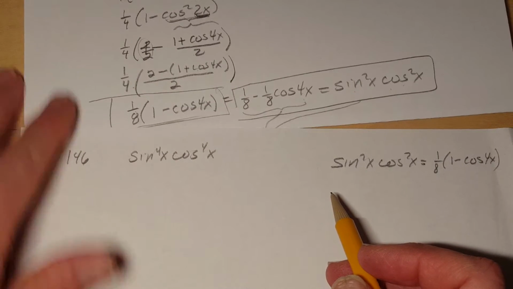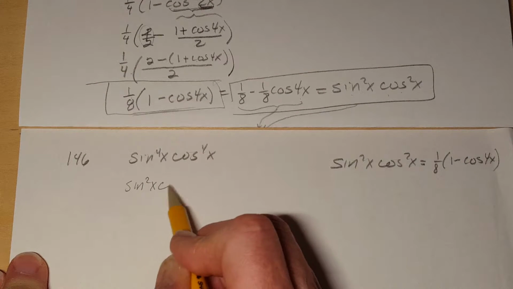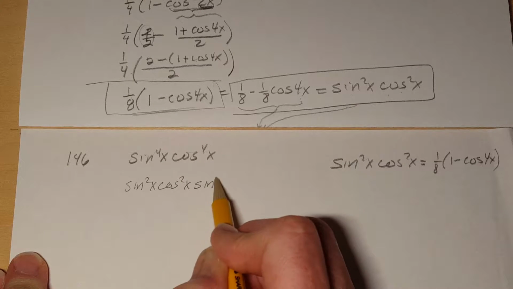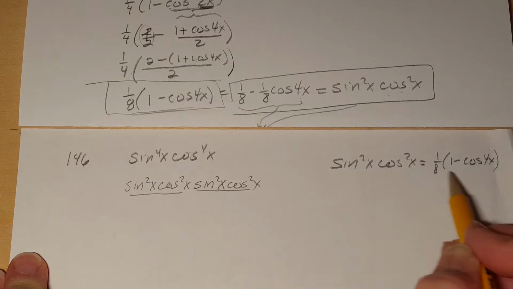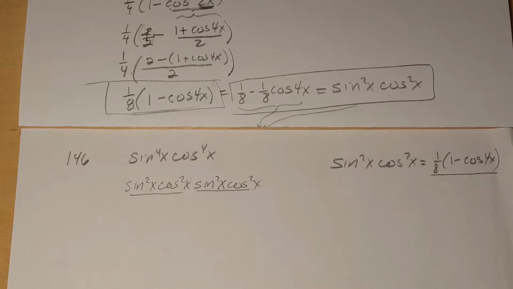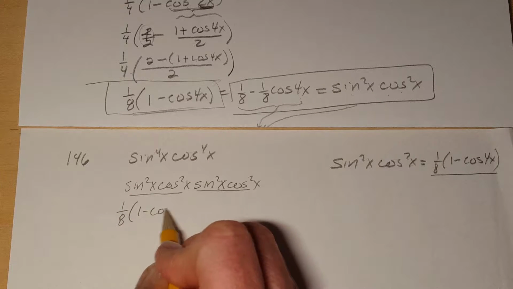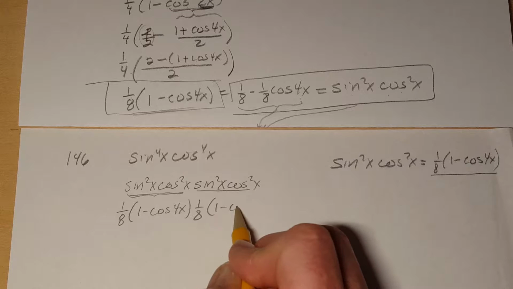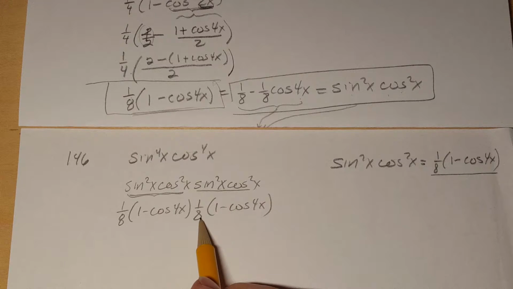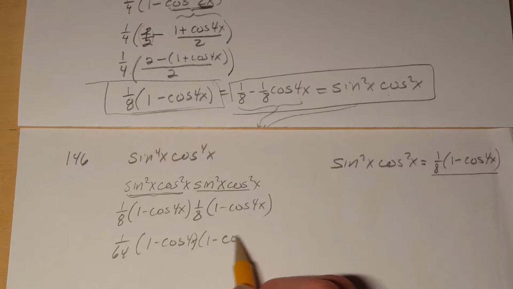So we know that sine to the fourth x, cosine to the fourth x could be written as sine squared x, cosine squared x times sine squared x, cosine squared x. And these both equal that. So we're going to replace those with that identity that we proved earlier. So we have 1/8 times 1 minus cosine 4x, that's this one, times 1/8 times 1 minus cosine 4x. So I'll combine the eighths first. We have 1/64, 1 minus cosine 4x times 1 minus cosine 4x.